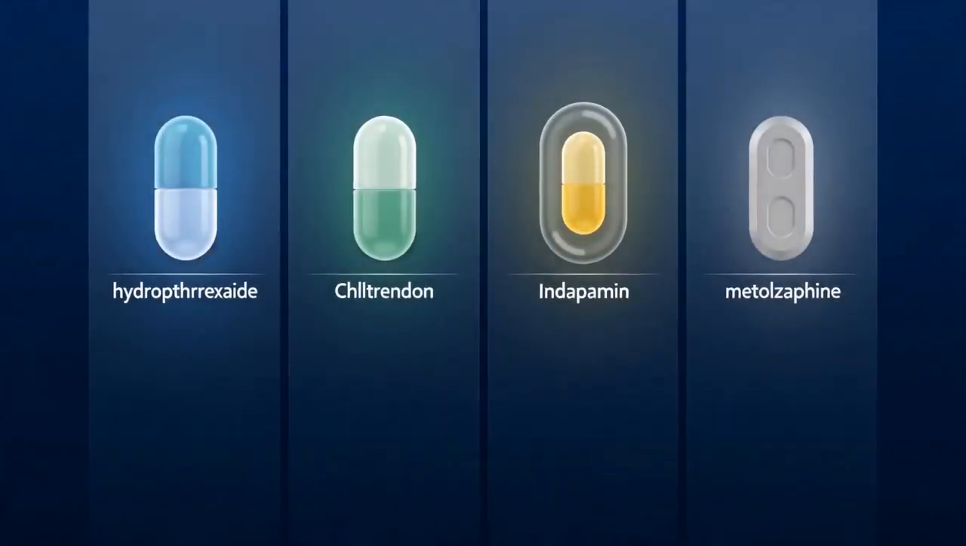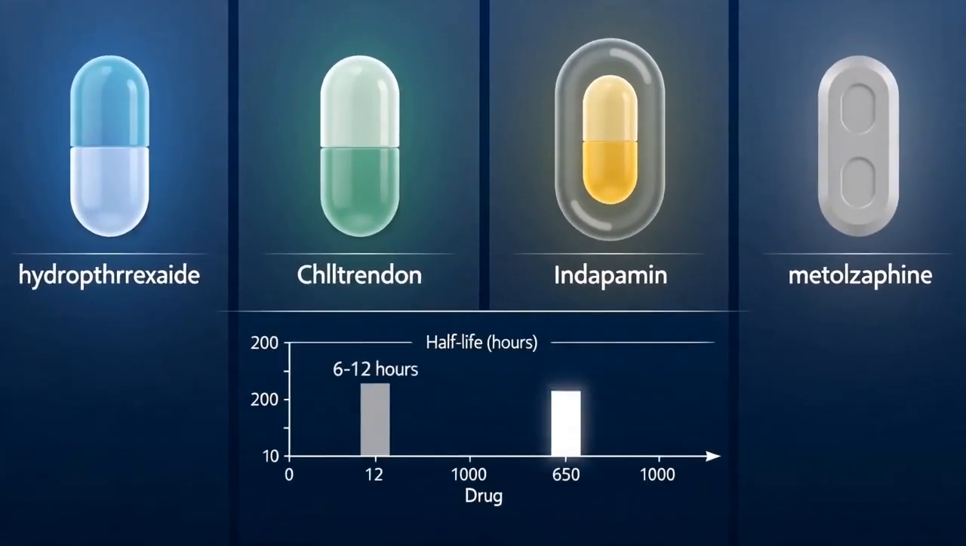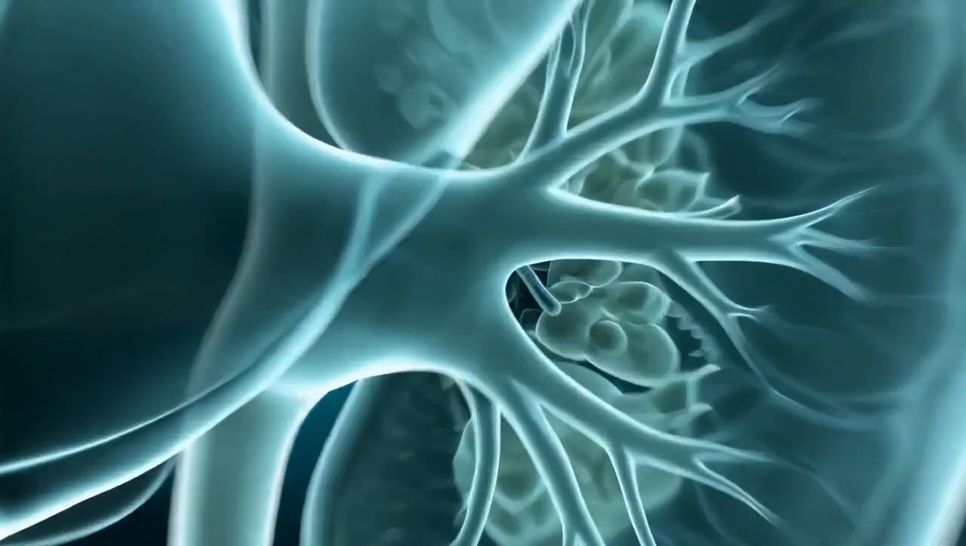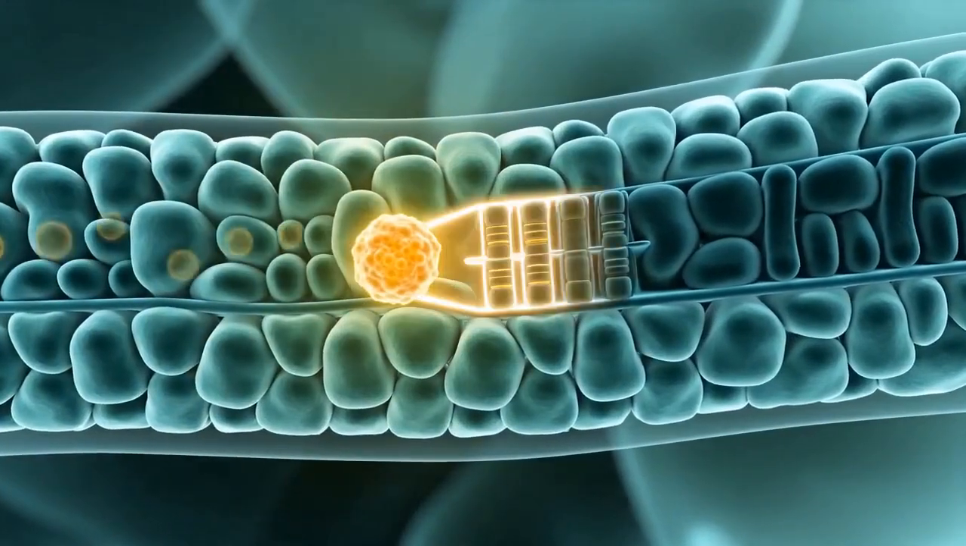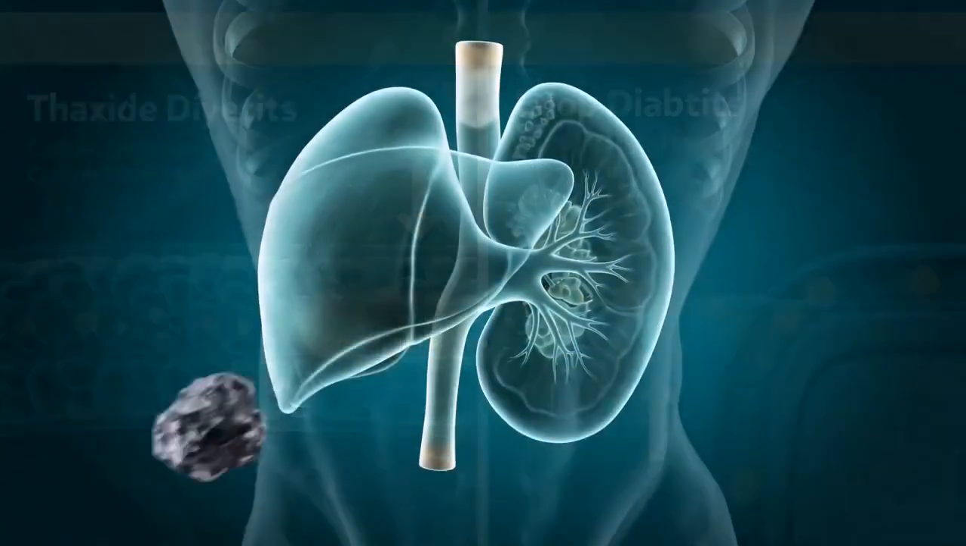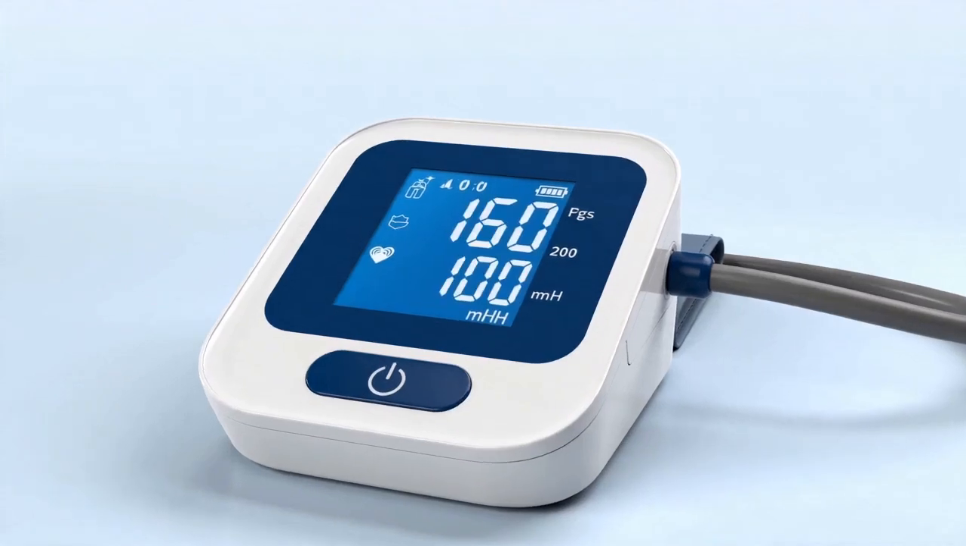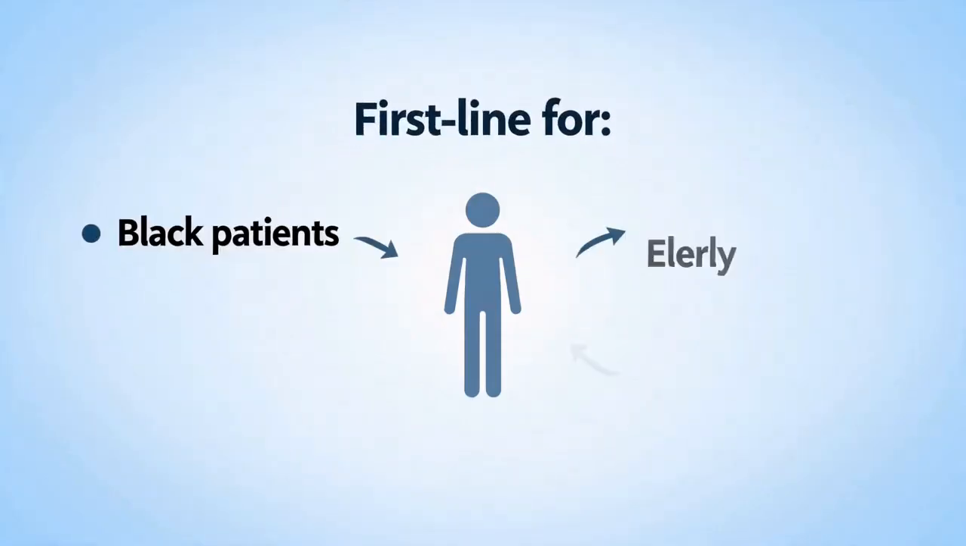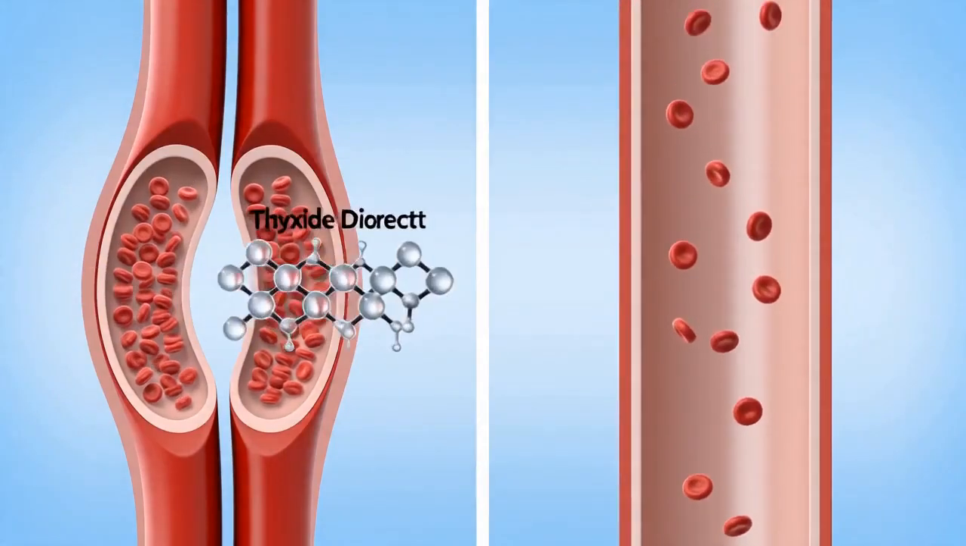Drug interactions to know. Combining thiazides with NSAIDs blunts the antihypertensive effect. Lithium toxicity can occur because thiazides reduce lithium excretion. And combining with digoxin is risky. Hypokalemia from thiazides can precipitate digoxin toxicity.